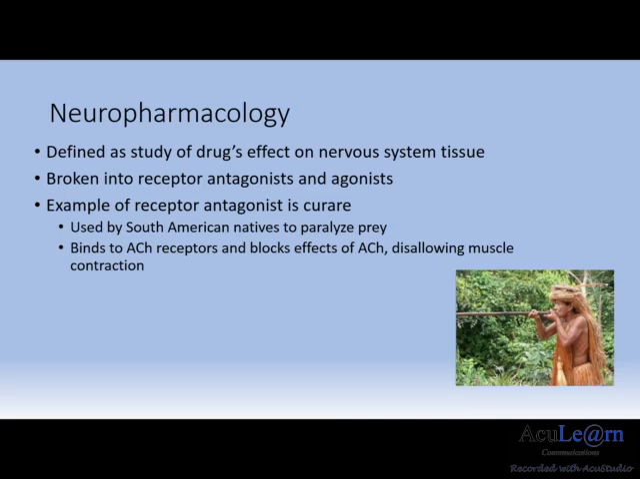An example of a receptor antagonist is curare. Curare is a poison applied at the tip of arrows and darts by South American natives to paralyze prey. Curare acts by binding to acetylcholine receptors on skeletal muscles and antagonizes the effects of acetylcholine, disallowing muscle contraction.